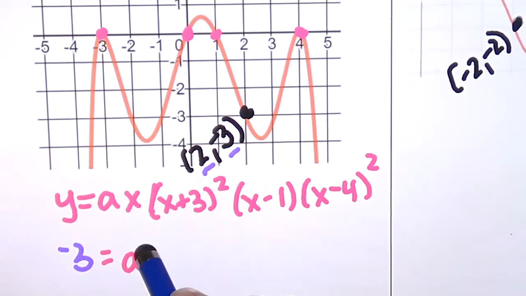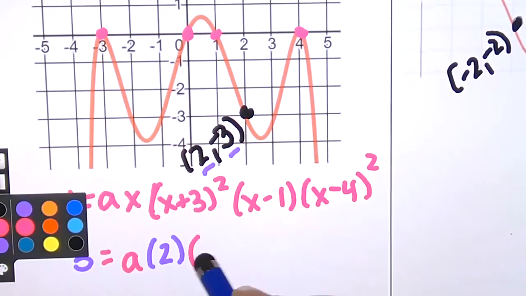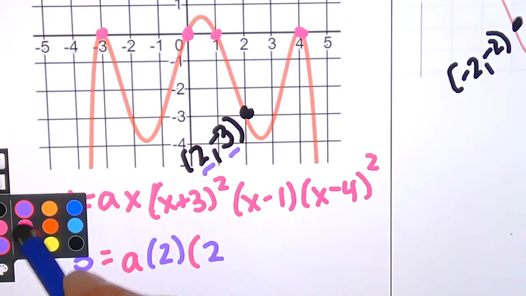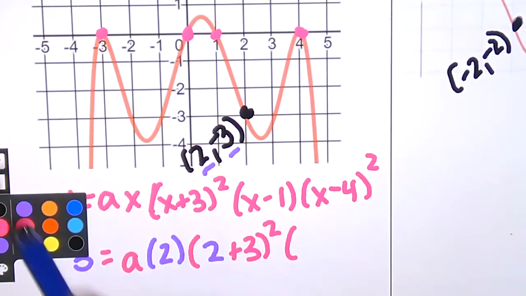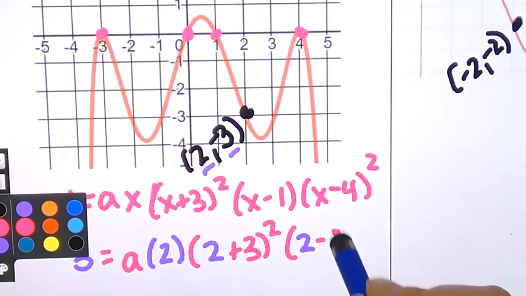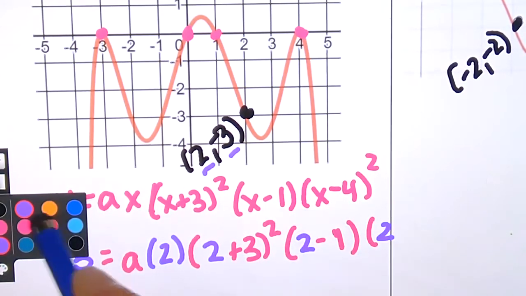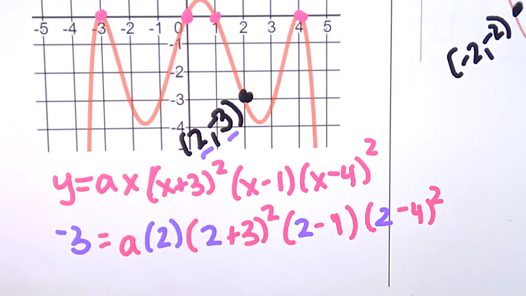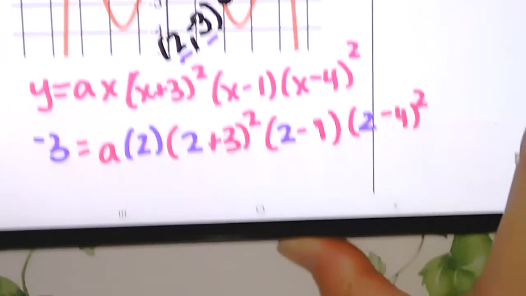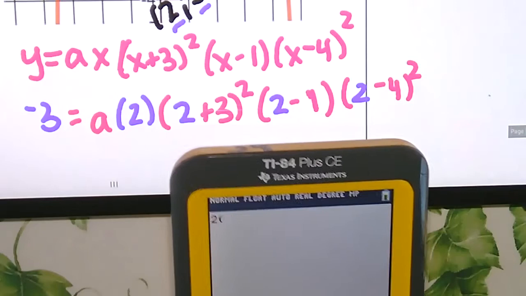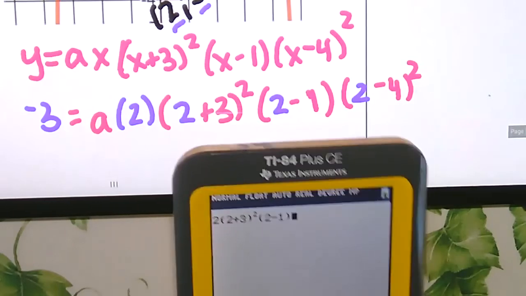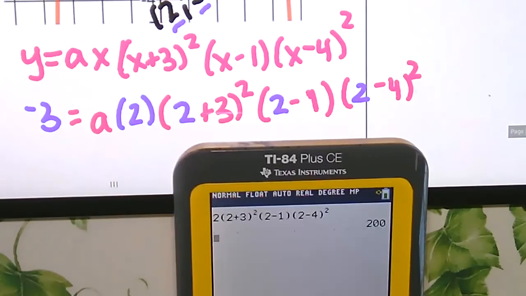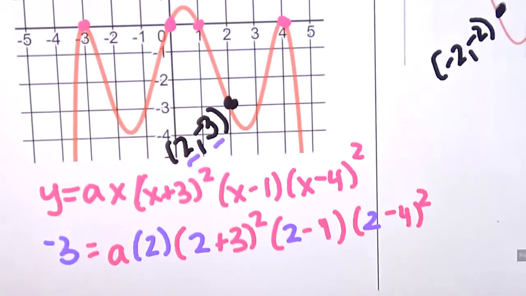So A, and again, I'm using my 2, my negative 3. So it's going to be times 2, and then times 2 plus 3 squared times 2 minus 1 times 2 minus 4 squared. Okay, so again, I put in my 2, my negative 3, and I'm going to put that into my calculator and see what I get. Okay, I'm just going to push this up a bit so I can put it in here. So 2 times 2 plus 3 squared times 2 minus 1 times 2 minus 4 squared, I end up with 200. Okay, so I'm going to get 200 here.